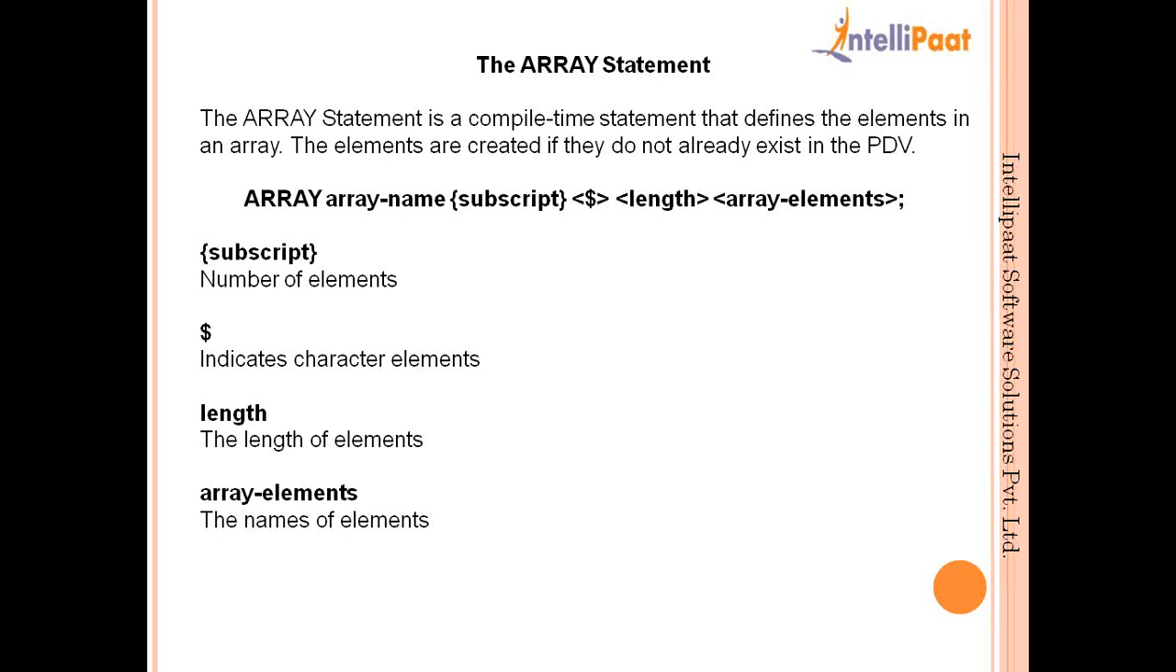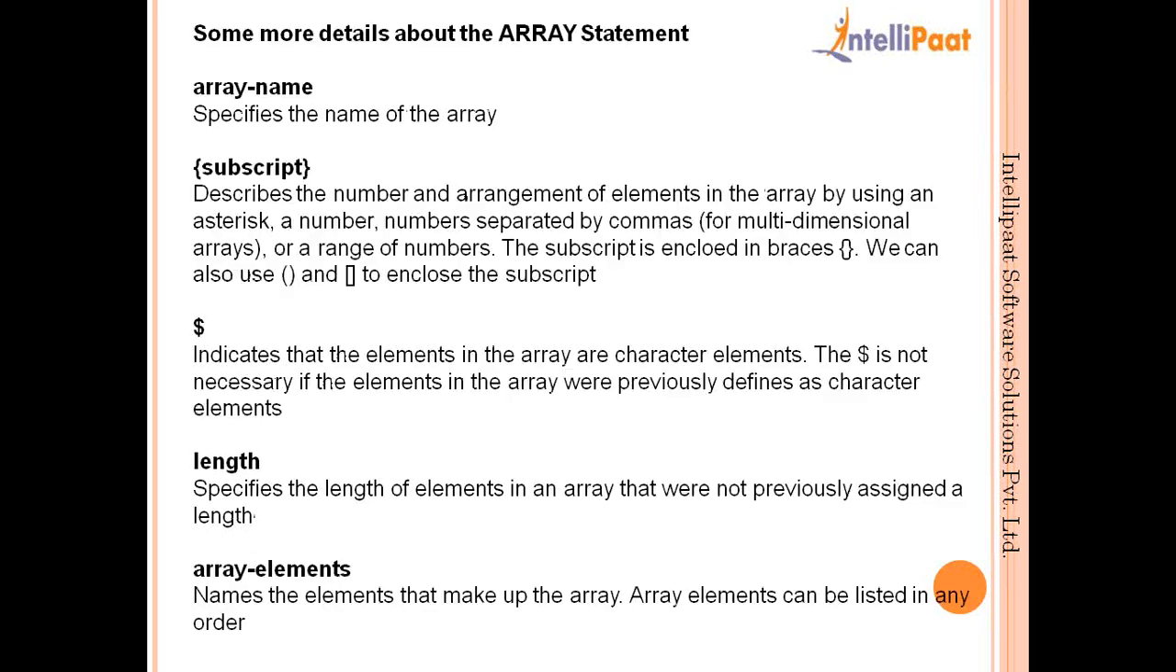Now, how you define an array: the keyword array, then array name, subscript, length, and then the elements of the array. It means you give the format, whether it is numeric or character, and then the elements. Subscript is basically the number of elements. A dollar sign indicates a character element, and length, as is obvious, if it is character then you need to specify the length, and then the names of the elements. So this is how you define an array.